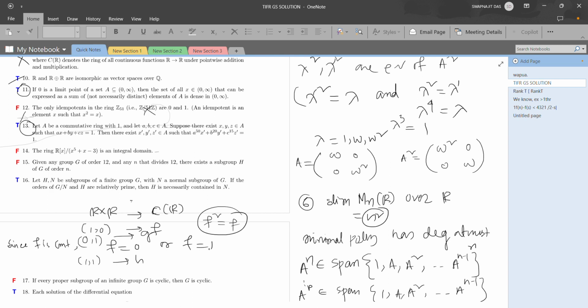Okay. Question number 14 is a very standard problem: given a group, there is a converse of Lagrange theorem, which is not true. For a group of order 12, we know the very known group, that is A4. A4 doesn't have any subgroup of order 6. That's why question number 15 is also false.